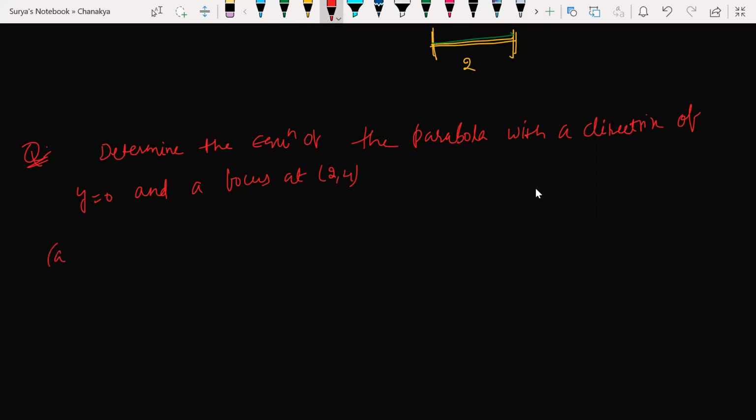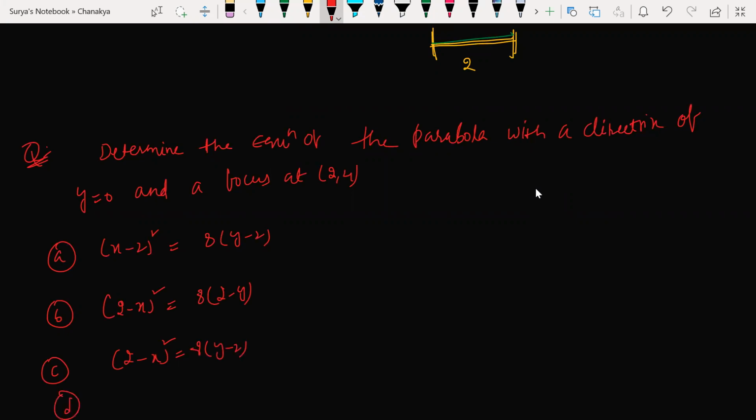Option A: (x minus 2) whole square is equal to 8(y minus 2). Option B, guys, write the question, everyone. Write the question: 8(2 minus y). Option C: (2 minus x) whole square is equal to 8(y minus 2). And option D: (x minus 2) whole square is equal to 8(2 minus y).